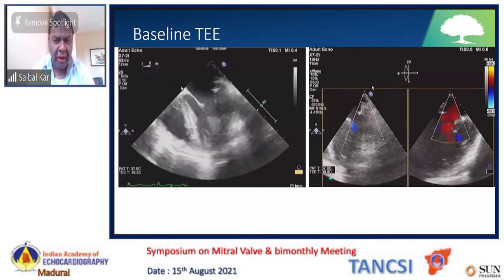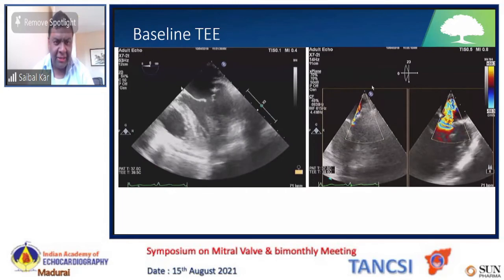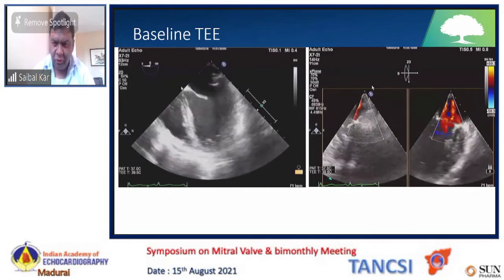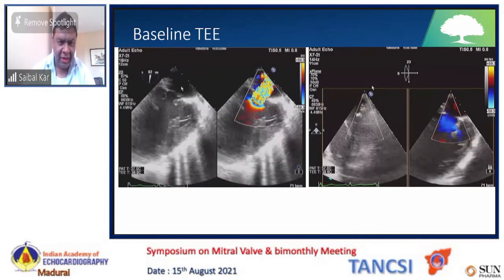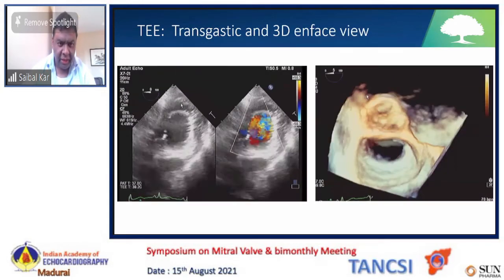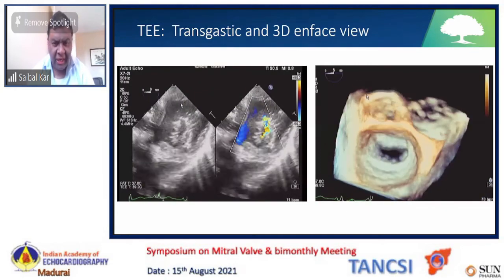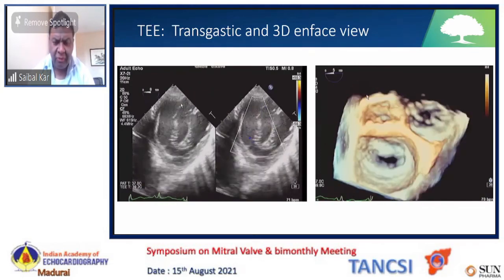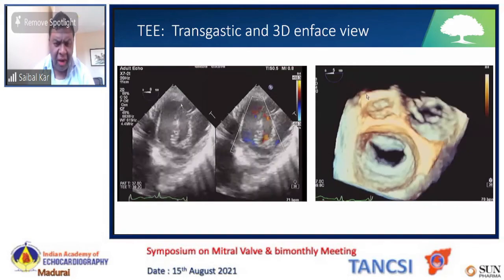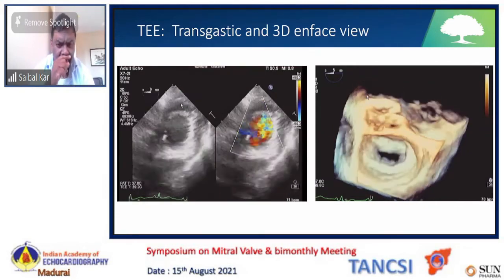So he's an 80-year-old man and his EF is 25%, and that is his echo. What do you think about this case? What do you think we should do? And this is the deep transgastric view. As you can see, there's a posterior tethering of the posterior leaflet and a very wide MR jet extending all through the left atrium.